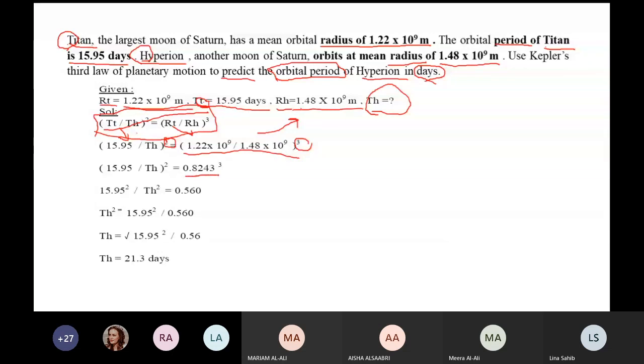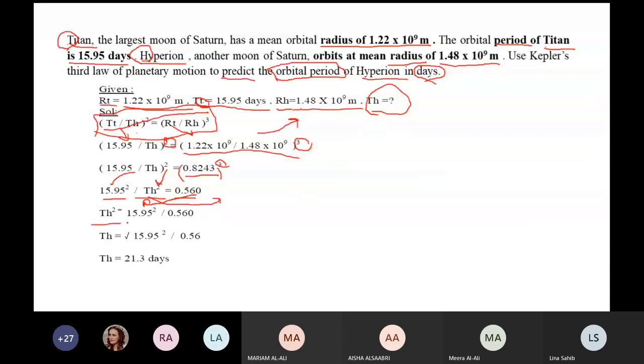When you make the division and the power over here is still there, you will have 0.8243. After that, put it between brackets and put it to the power 3. You will have 0.560. And after that, put the square for each element, as you see here. After that, we will do cross multiplication. T Hyperion will go to this side and 0.56 will go to another side.